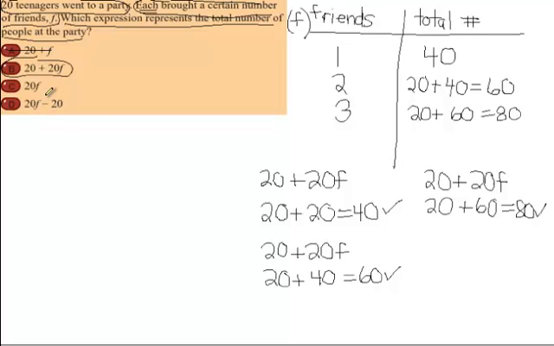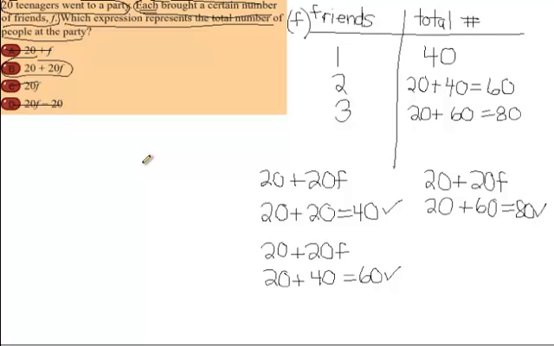I look at the other two just to make sure. Did I multiply by 20? No, because that would be 20. 1 times 20 would be 20. I got 40 over there. That's not right. Then I multiply and then subtract. Well, if I multiply by 20 and then subtract 20, I get 0. That's not going to work either.